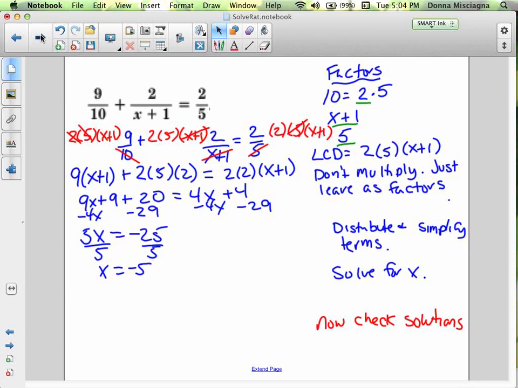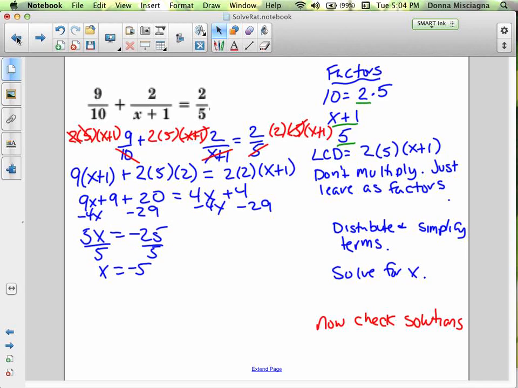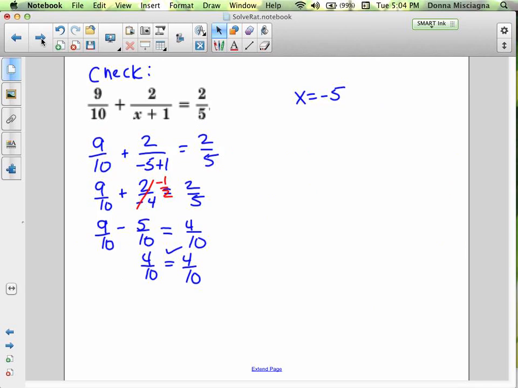Let me see if I left space on the other side. I did. All right, so since I have space over there, our one solution was x equals negative 5. Is it a good solution? Let's find out. So we have 9/10 plus 2 divided by x plus 1 equals 2/5, and we're going to plug in negative 5. Nothing to plug in the first fraction, so we have 9/10 plus 2 divided by negative 5 plus 1 equals 2/5.